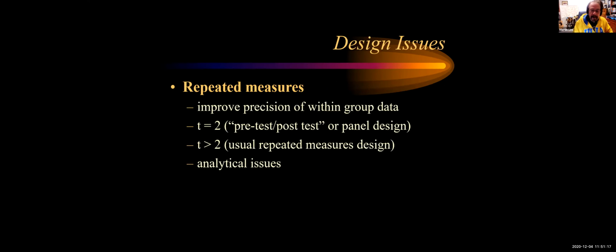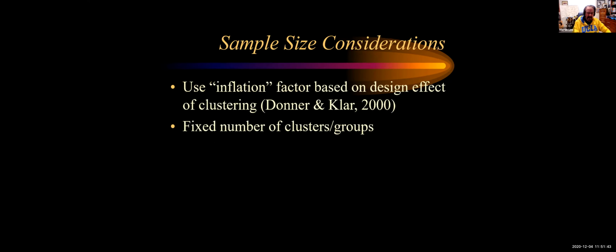The other important issue is whether or not you take repeated measures. Oftentimes in many studies, we just do a pre-post type of design where we measure before and measure afterwards, otherwise known as a panel design. But very frequently, we're going to look in on the patients and the subjects many times. This factors into the design, and we have to think about it.